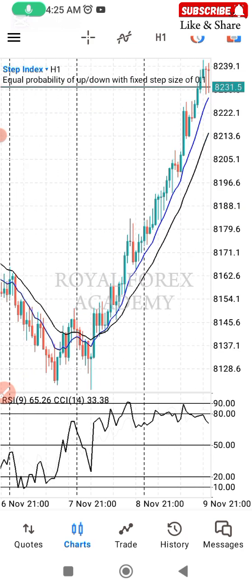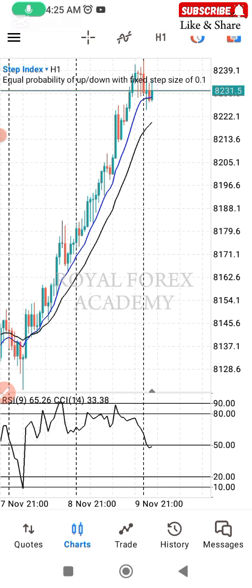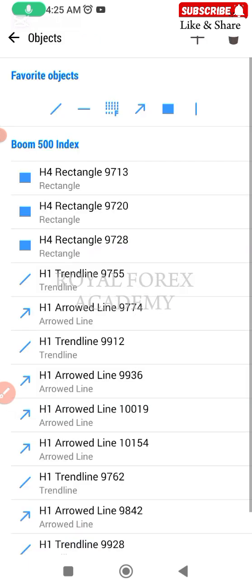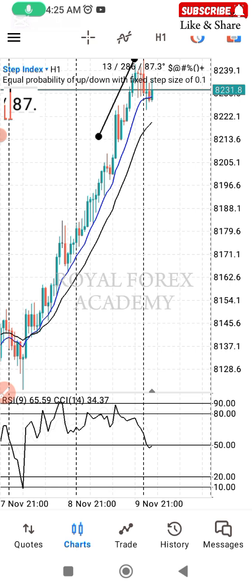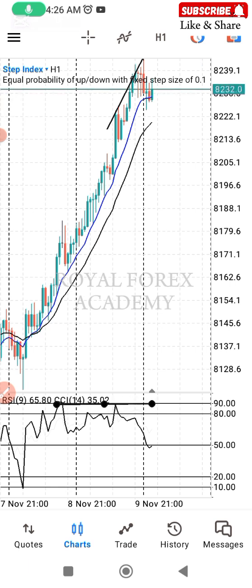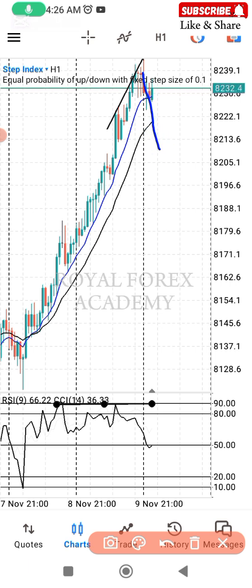Now here we have our step index. Now look at this scenario. From our step index on this H1, I am spotting something like a divergence playing out already. We are great. Okay, so having spotted this, how do I make my entry? I will want to see price now close. I want to see this price close below my moving average. Look at where this thing is.